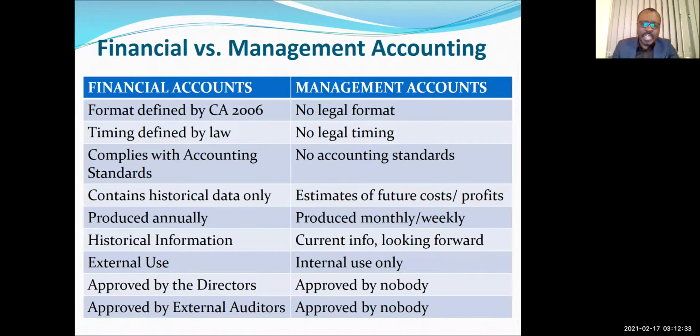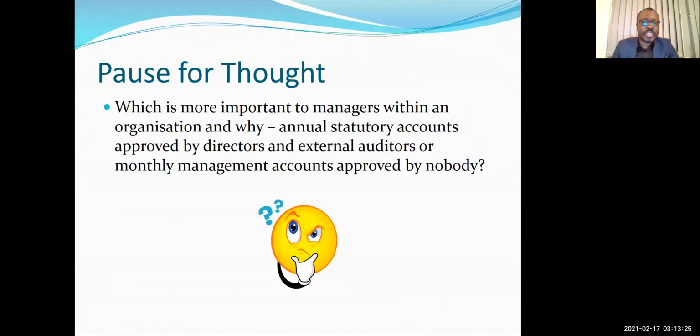Okay. Financial accounts are produced annually, sometimes semi-annually. Management accounts can be prepared daily, monthly, weekly, fortnightly. Historical information, like I said, deals with financial accounts, whereas management accounting deals with forward-looking current information, future items. Financial accounting is mostly for external purposes, whereas internal use of information deals with management accounting practice. We don't need any board of directors to approve our management accounts. Neither do we need any auditors to approve our internal management accounts. But for financial accounting, yes, they must be approved by the board of directors or the directors, and they must be approved or signed off by external auditors to show that they represent a true and fair view.